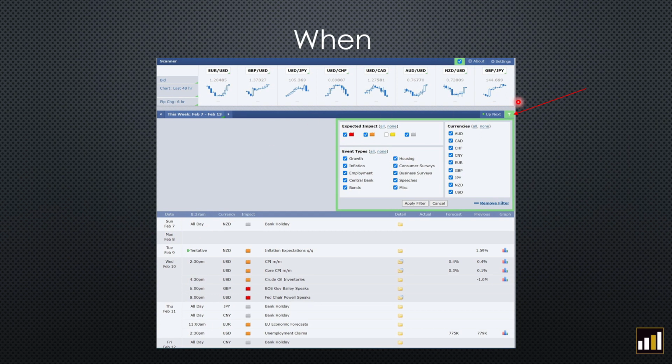So once again, you click on the filter on top here, you click on the red there. If there's nothing happening during the week, not many red events, then you can also tick on the orange. I wouldn't bother too much with the low impact yellow events there.